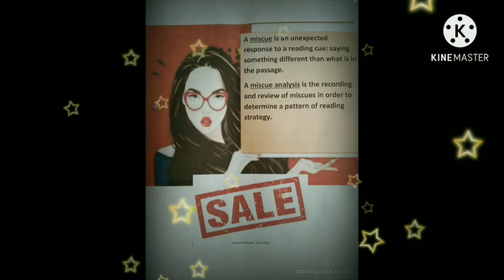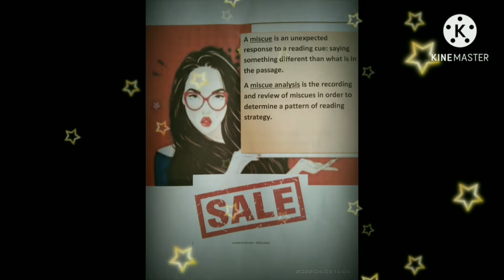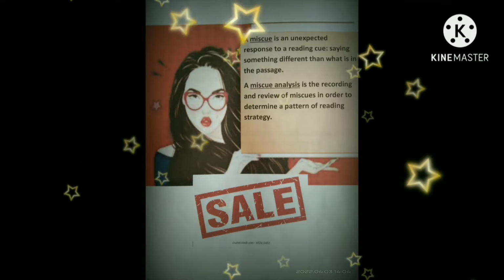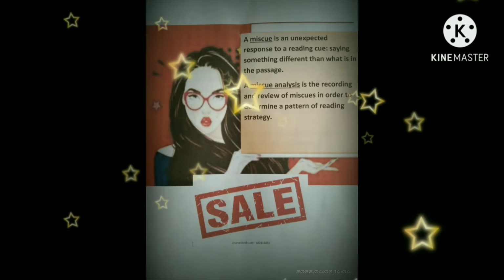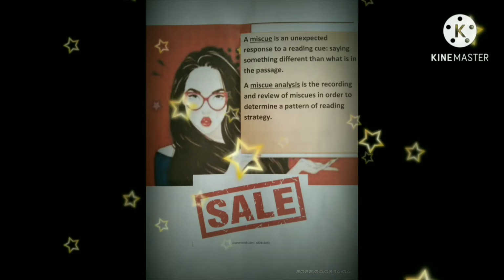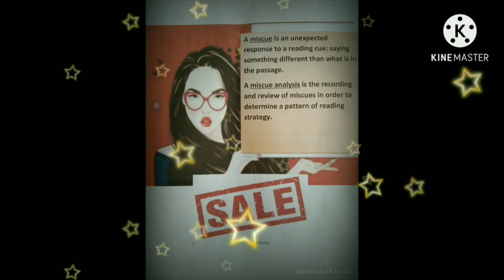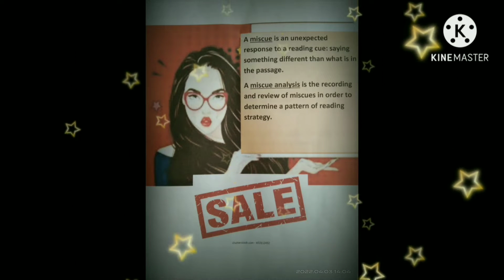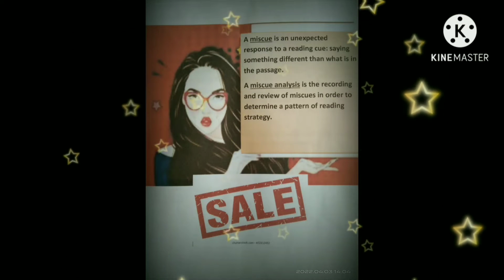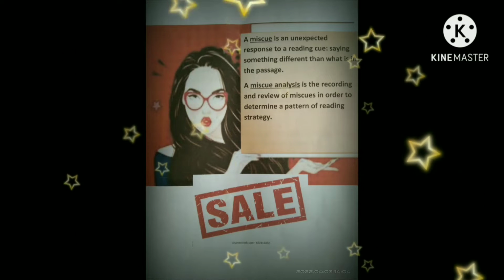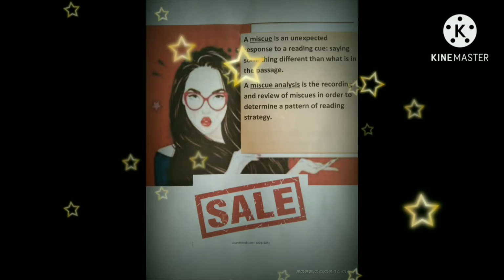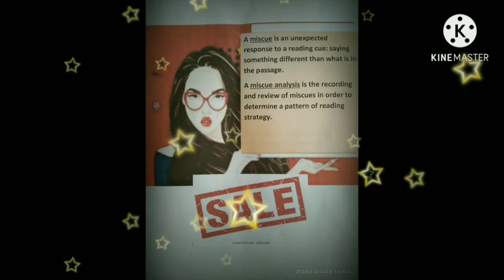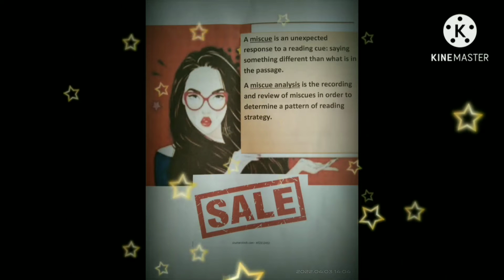A miscue analysis is the record and review of miscues in order to determine a pattern of reading strategy. So it is an analytical procedure for assessing students' reading based on samples of oral reading. It is based on the belief that students' mistakes when reading are not random errors but actually their attempt to make sense of the text with their experiences and language skills.